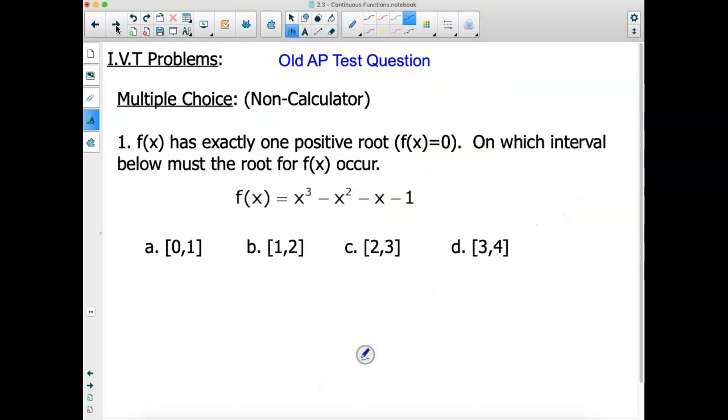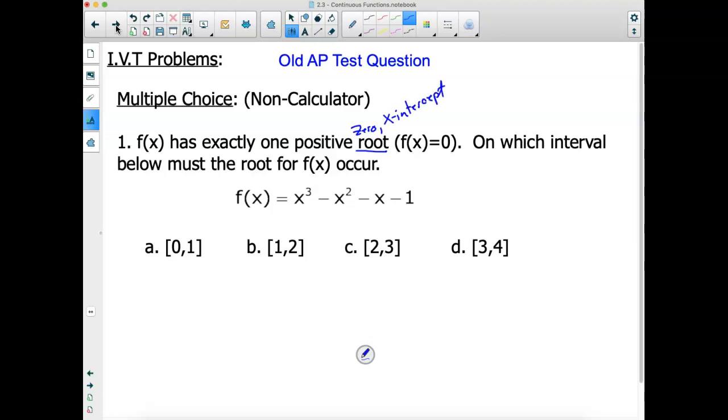Old AP test question. Okay, how would this be used? Well, this is multiple choice, non-calculator. The question stated f of x has exactly one positive root. Oh God, back into terminology. One positive root. What is a root? A root is a 0 or an x-intercept.